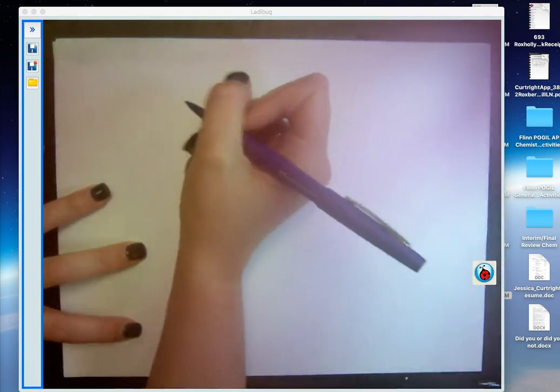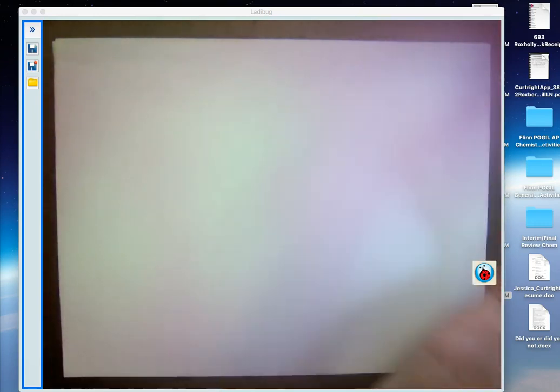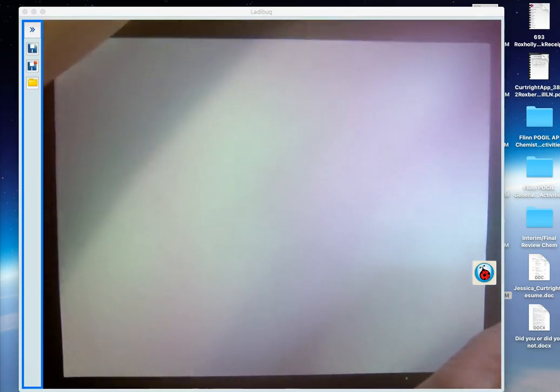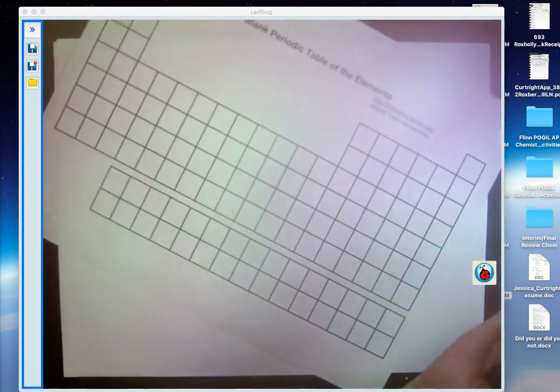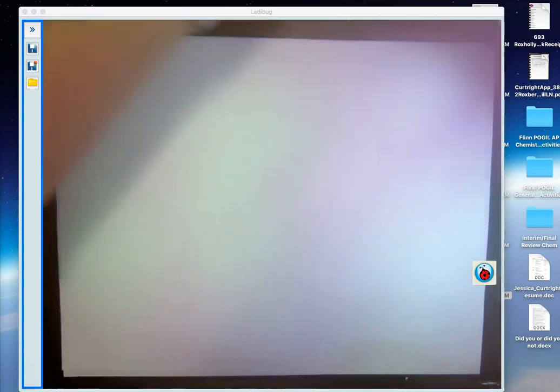So I'm going to start, and you should do the same thing. Grab a white piece of paper. I have just a plain sheet of white paper right here. I also have a copy of the periodic table with me, and you can get a blank periodic table off of eClass. It's just over there by itself on the left side, and you can have that so that you guys can practice and study and drill.